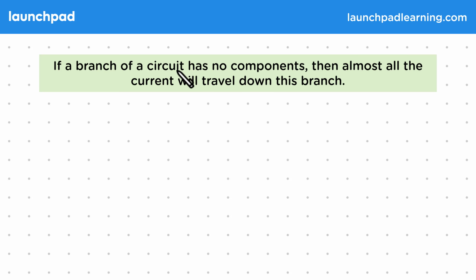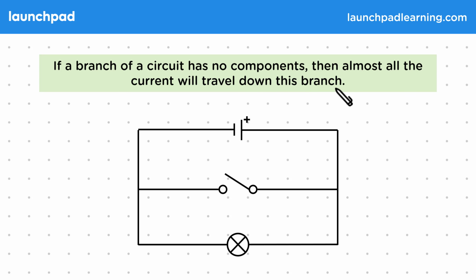If a branch of a circuit has no components, then almost all the current will travel down this branch. So let's consider this circuit, where one branch has a lamp, let's say with a resistance of 2 ohms, and an open switch on the other. So initially, the current cannot travel down this branch, and only travels along the bottom branch, and we'll see the lamp light up. For your exams, you could be given a circuit like this and be asked to describe what would happen when we close the switch.